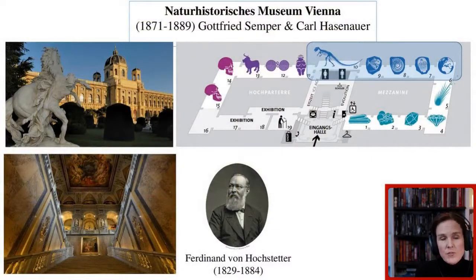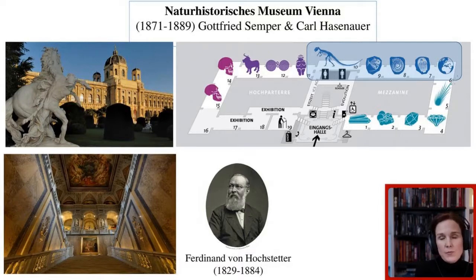The Natural History Museum Vienna was built between 1871 and 1889 by Gottfried Semper and Karl Hasenauer, and it was designed as a Gesamtkunstwerk, which means that all disciplines of art had to join forces to create a total piece of art that was in perfect tune with the museum's content. Together with the museum's first director, Ferdinand von Hochstetter, the architects pushed this idea to its very climax, making the museum a kind of walking textbook of nature.